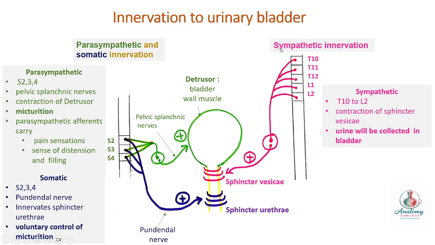Now, what is the function of the sympathetic component here? On the left side, you can see it shown in pink. There are spinal segments T10, 11, 12, L1, 2. From here, the nerves come out. These are the sympathetic nerves. And as they go down in the abdomen and in the pelvic region, they will form a plexus.